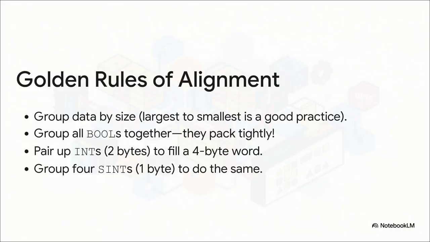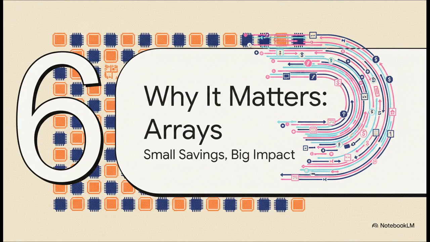So how do you do it right every time? Just follow these golden rules. A great rule of thumb is to order your members from the largest data type down to the smallest. Always group your bools together. The controller can pack 32 of them into a single 4-byte word. And try to pair up smaller types, like 2 INTs or 4 SINTs, to perfectly fill a word without any waste.